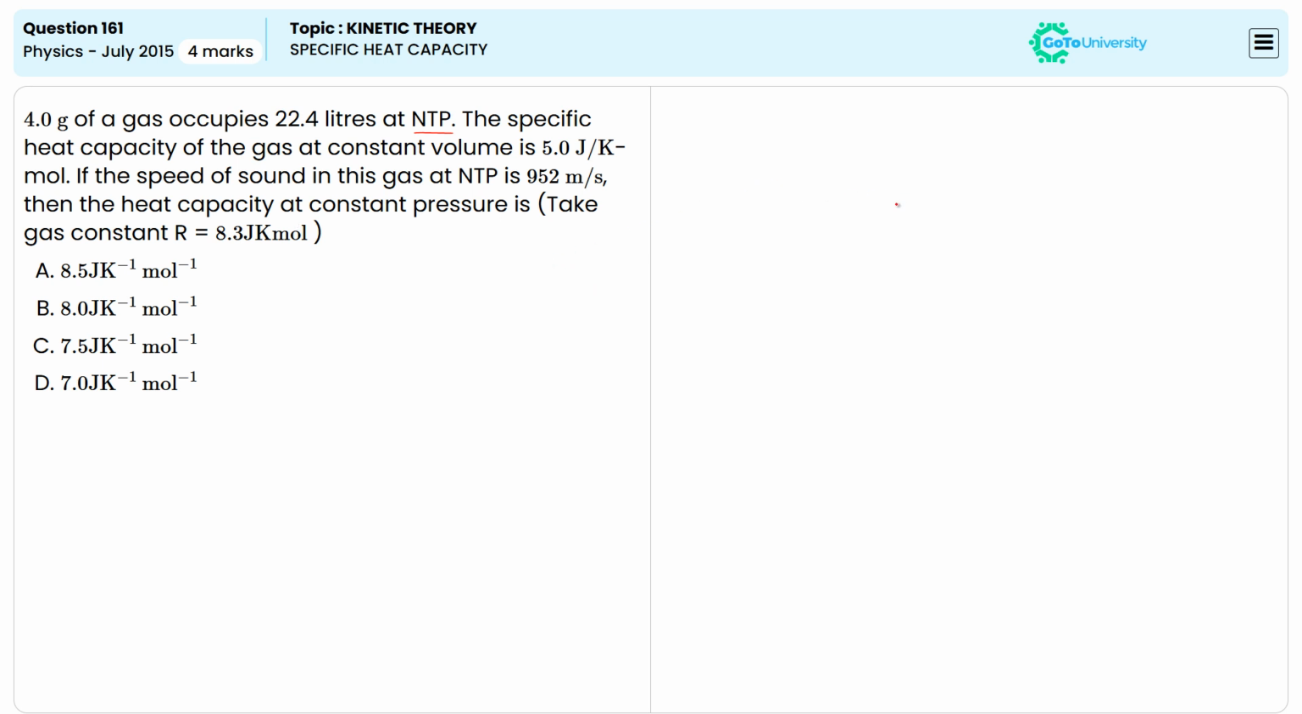The number of moles is given as 1. That is 1 mole they are going to be given here. The molar mass of the gas, that is M, is equal to 4 grams. In terms of kg, this is 4 into 10 to the power of minus 3 kg.